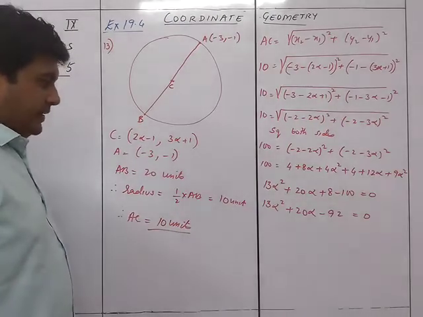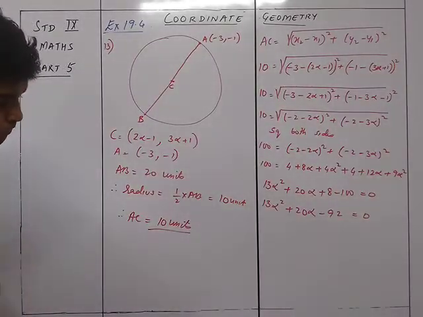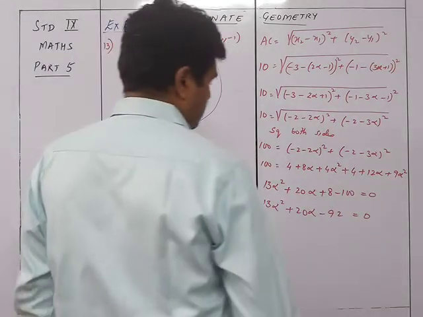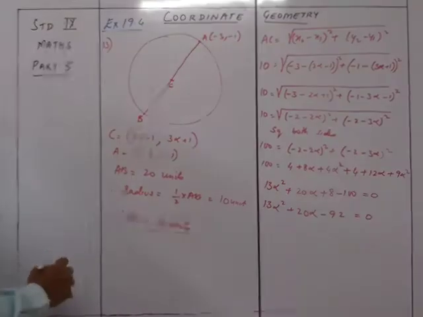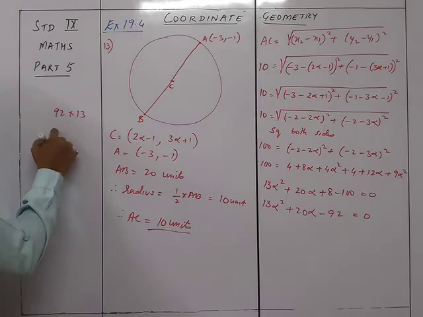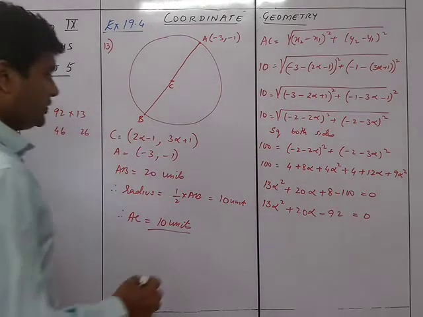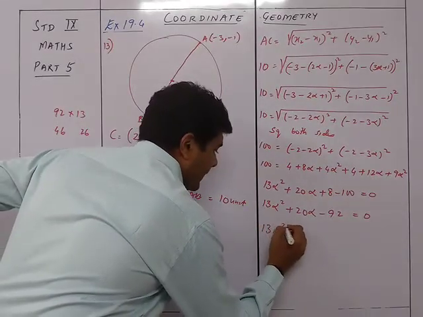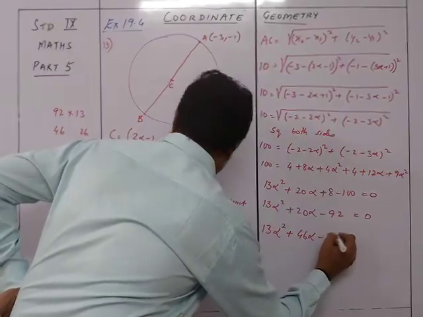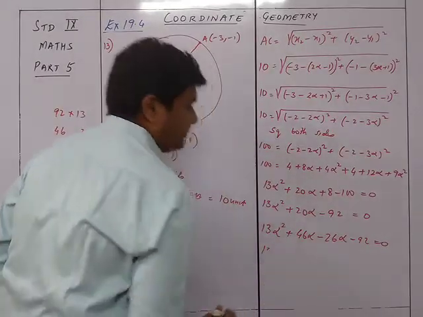Okay, now we need to split this middle term. It will be 92 into 13. The difference I want is 20. So if I halve it, this will be 46, and if I double it, 26. Yeah, that's it. So it will be 13 alpha square plus 46 alpha minus 26 alpha minus 92 is equal to 0.